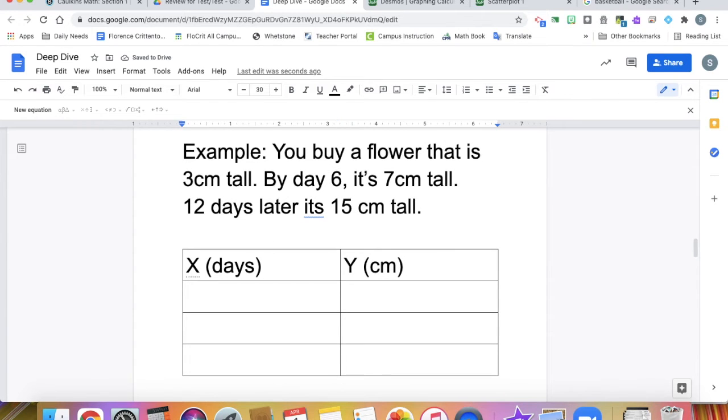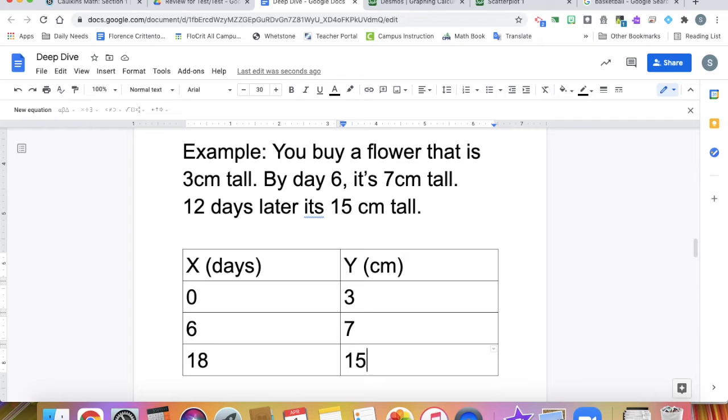So I'm just going to quickly make a table about this situation. Let's see, you buy a flower that is 3 centimeters tall. So that's the centimeters, the Y, the amount. And for days, it's after 0 days because you just bought it. However, they're saying by day 6, it's 7 centimeters tall. And then 12 days later does not mean day 12. 12 days later means 12 days after the 6 they just talked about. So you do 6 plus 12, which is 18. So on day 18, it's at 15 centimeters.